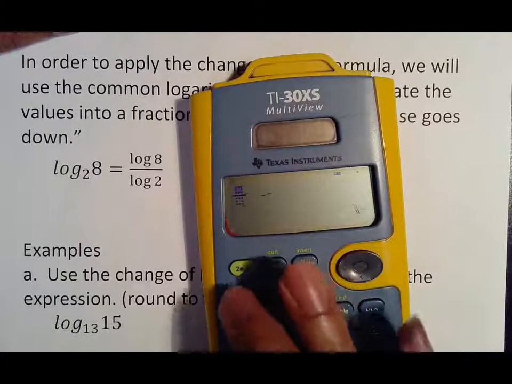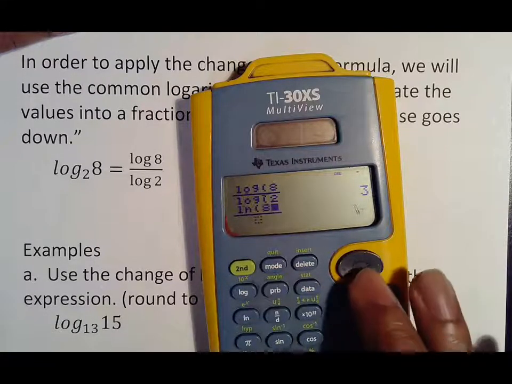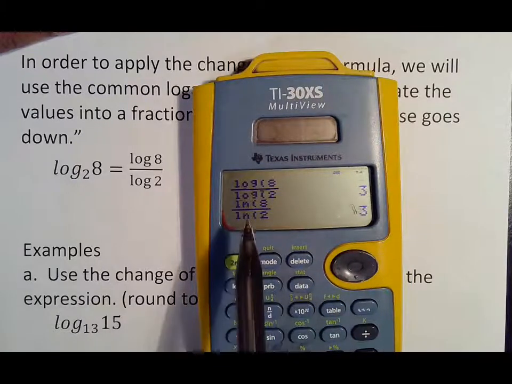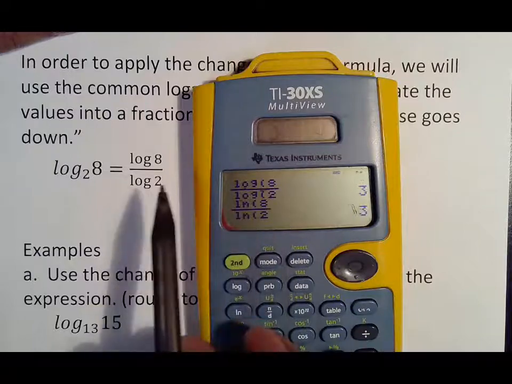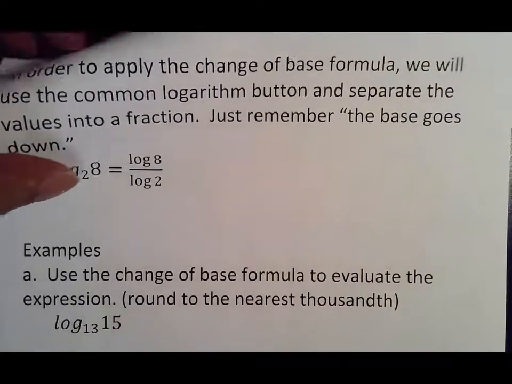We do our fraction log 8 over log 2, and then everything works out. This even works with ln, which is a different kind of logarithm, which we call natural log. Natural log of 8 over natural log of 2 is still 3. So as long as you follow that rule, it always will work to your advantage. Whenever you want to find the value of a log, use the change of base formula, and that'll get everything you need.